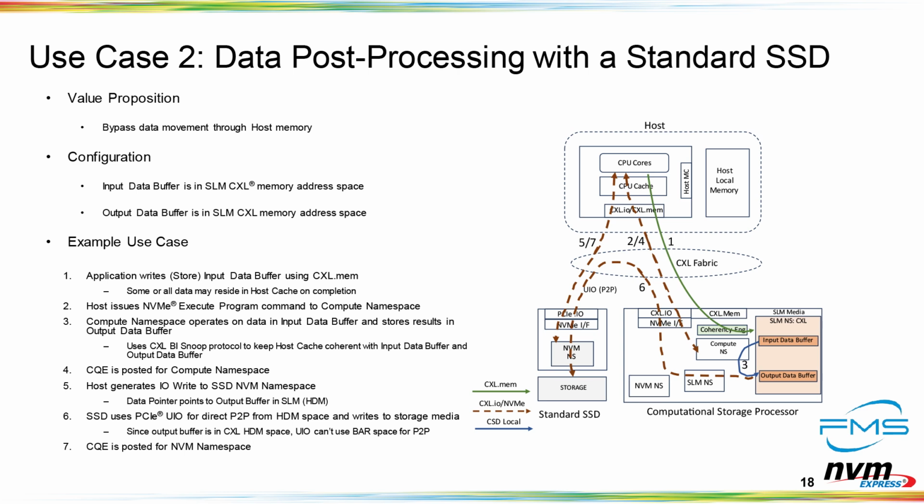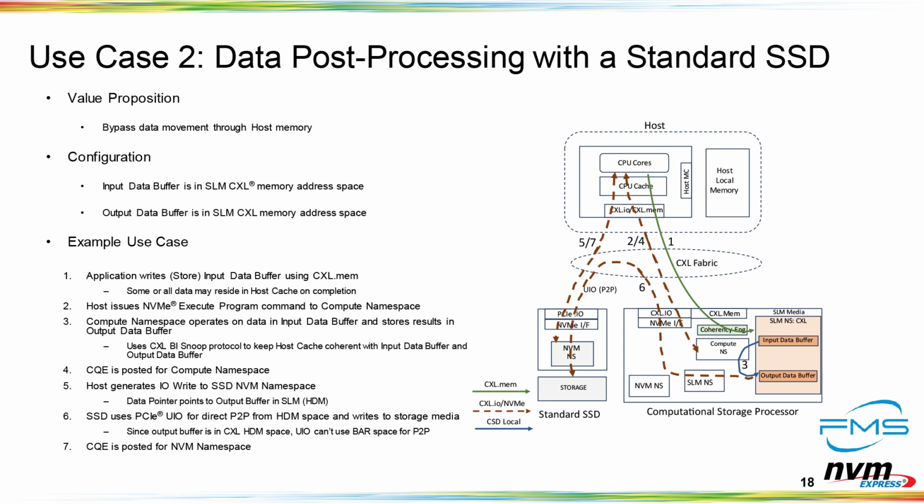Basically, as I mentioned, both the input and the output data buffer are in the host addressable SLM, so we can access it with CXL potentially. Very similar to the first use case, the host application is going to perform writes to the address space of our input buffer. Some of the data may still be in the cache at the end of those writes. Again, not a problem. The host then issues an execute program command, so we're going to process that data from our input data buffer into our output data buffer.